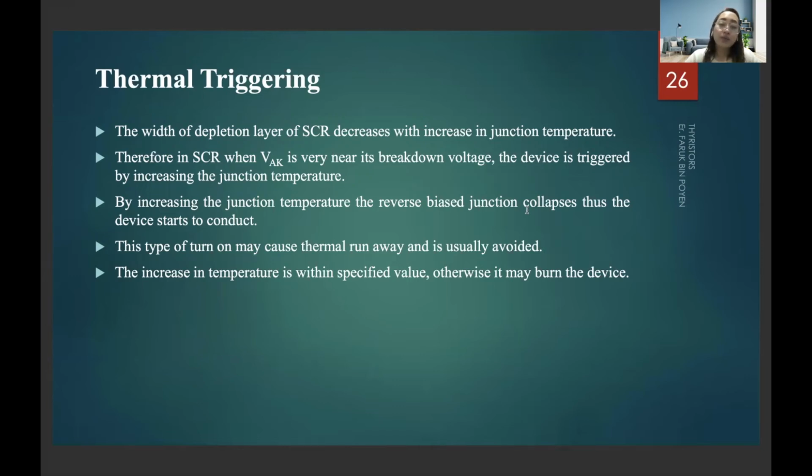So there is also thermal triggering, but again, we are careful in using thermal triggering because most of the components that we have are sensitive to temperature. That's why we avoid using thermal triggering.